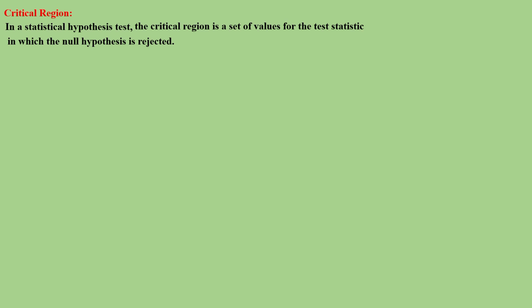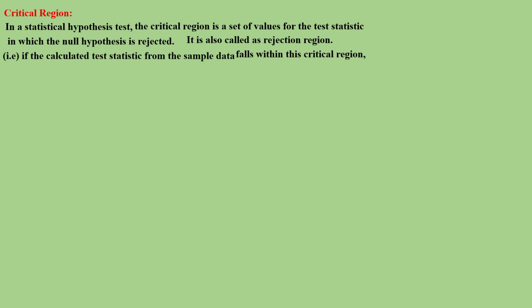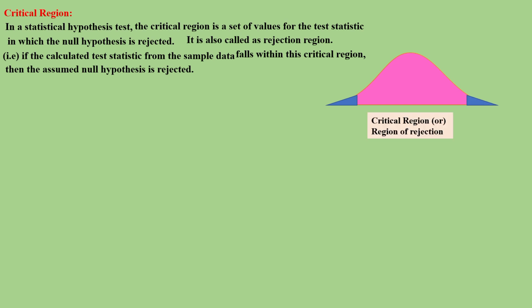Suppose that value is inside the critical region, then our assumption of the null hypothesis is just rejected. So we have to accept the alternate hypothesis. That region is called the critical region. It is also called the region of rejection, that is, the rejection region. If the calculated test statistic from the sample data falls within the critical region, then the assumed null hypothesis is rejected.